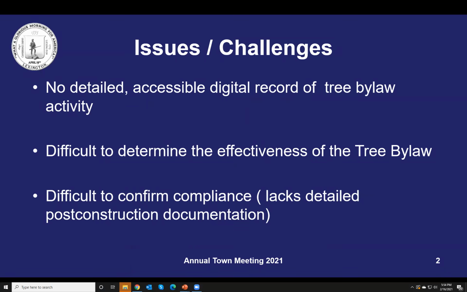The issues and challenges associated with the current bylaw are that there's no detailed, accessible digital record of the tree bylaw activity. It's difficult to determine the effectiveness of the tree bylaw, and it's difficult to confirm compliance because it lacks detailed post-construction documentation.